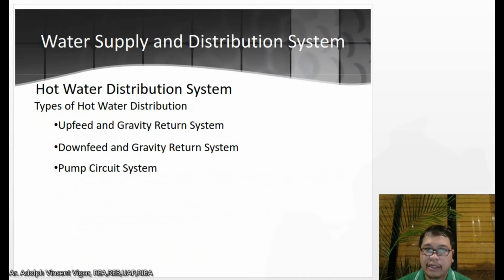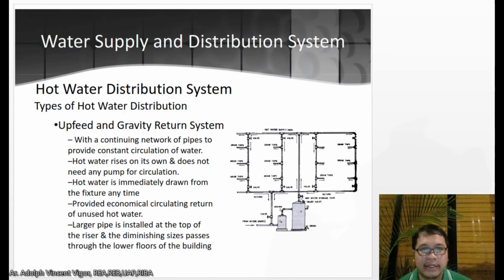Okay, then the next is your hot water distribution system, of which there are three types. The first is the upfeed and gravity return system. The second is the downfeed and gravity return system. The third is the pump circuit system. So the upfeed and gravity return system has a continuing network of pipes to provide constant circulation of water. Hot water rises on its own and does not need any pump for circulation. So hot water is immediately drawn from any fixture at any time, and it provides economical circulating return of unused hot water. Then a larger pipe is installed at the top of the riser, and diminishing sizes pass through the lower floors of the building.